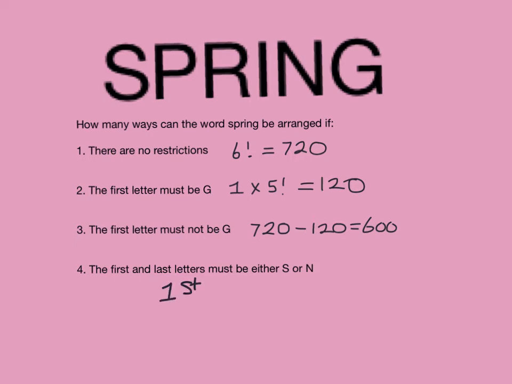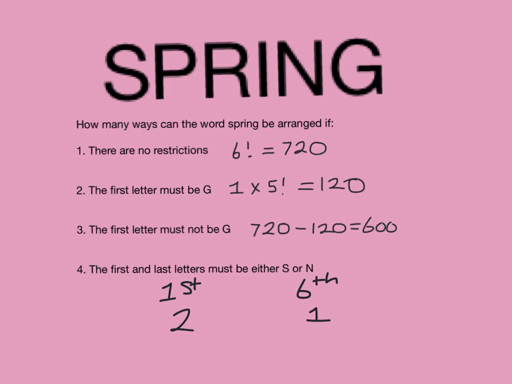So for the first letter, it's either going to be S or N. So we have 2 options there. I always say the best thing to do is fill in the restrictions first. So let's look at the last letter, which will be the 6th letter. So if we have put in S into the first one, then we only have 1 option for the last one, and vice versa. If we put N into the first one, we obviously only have S for the last one.